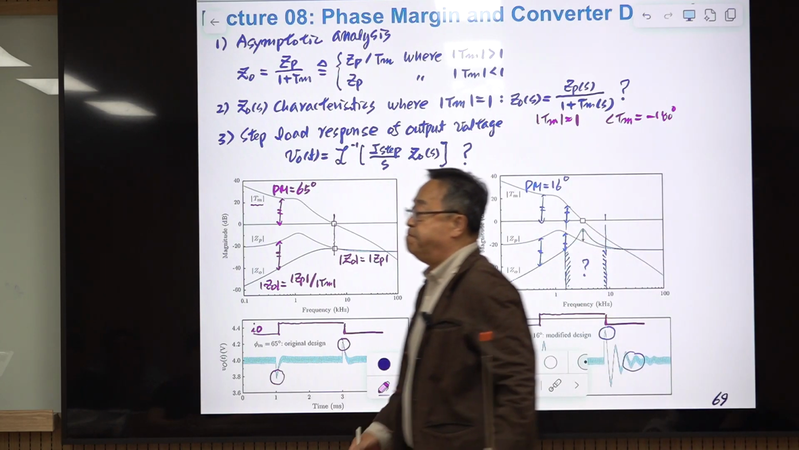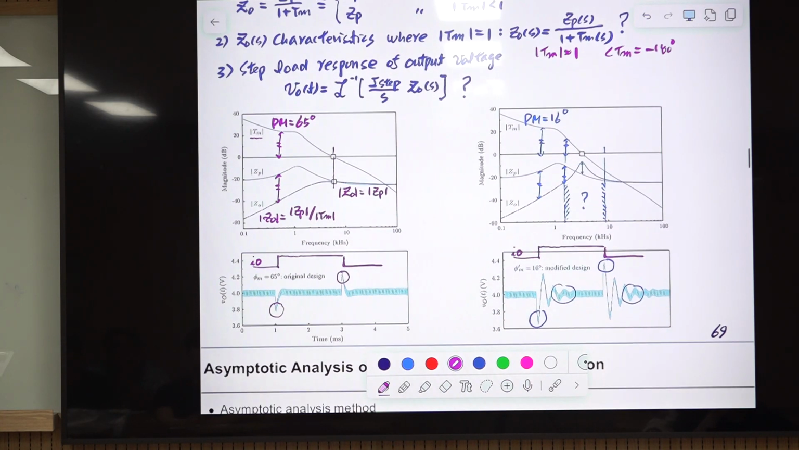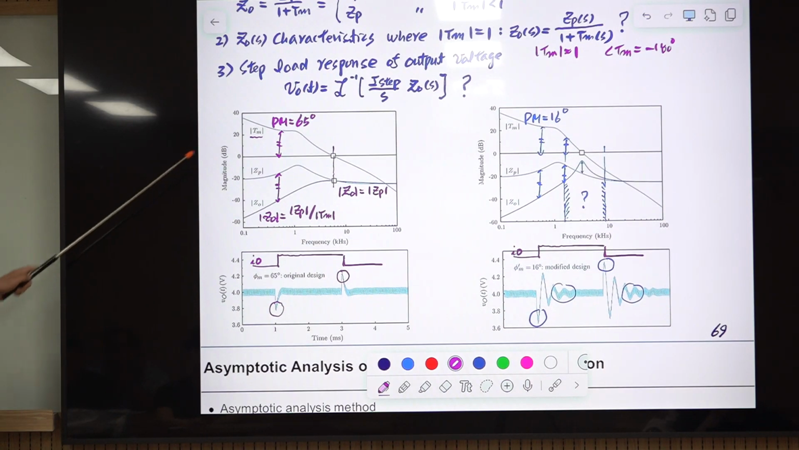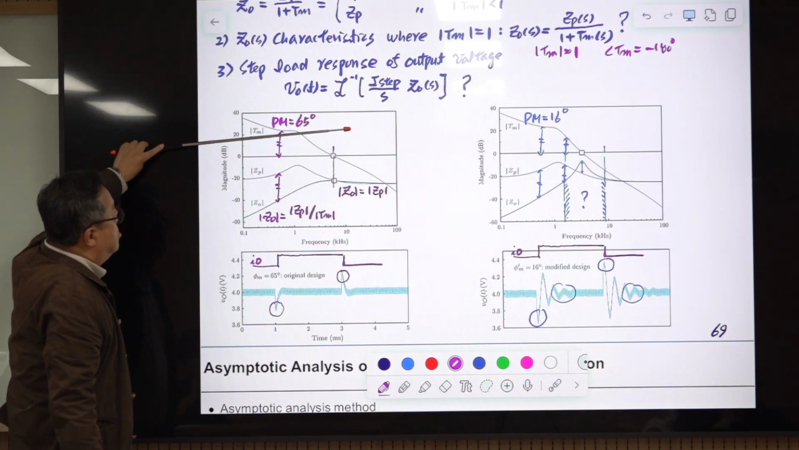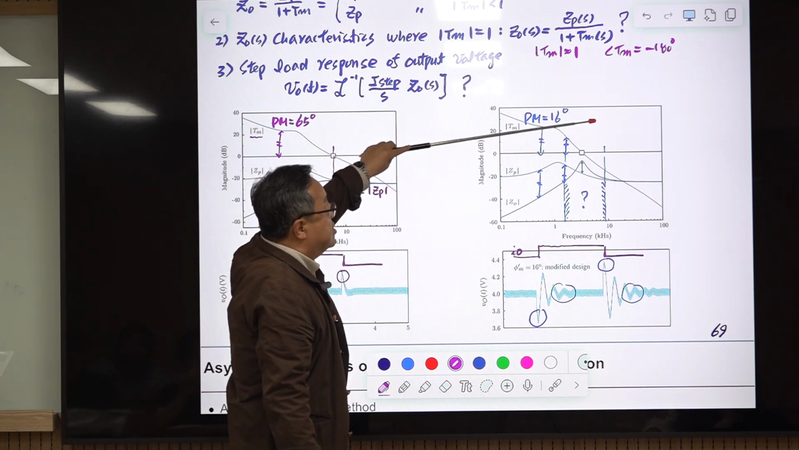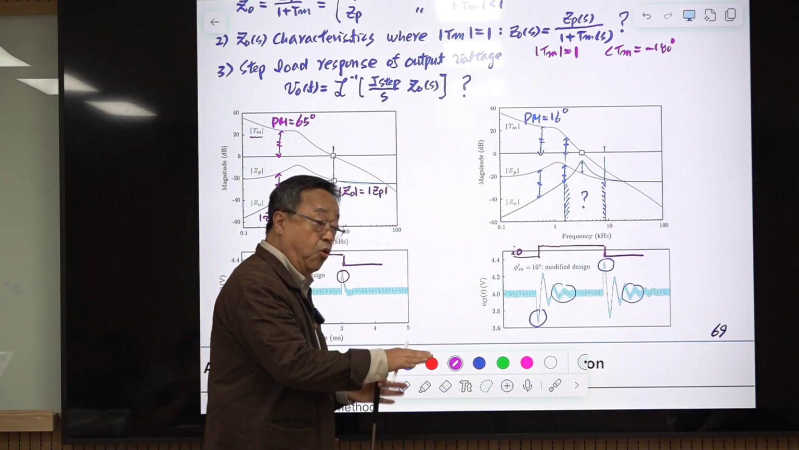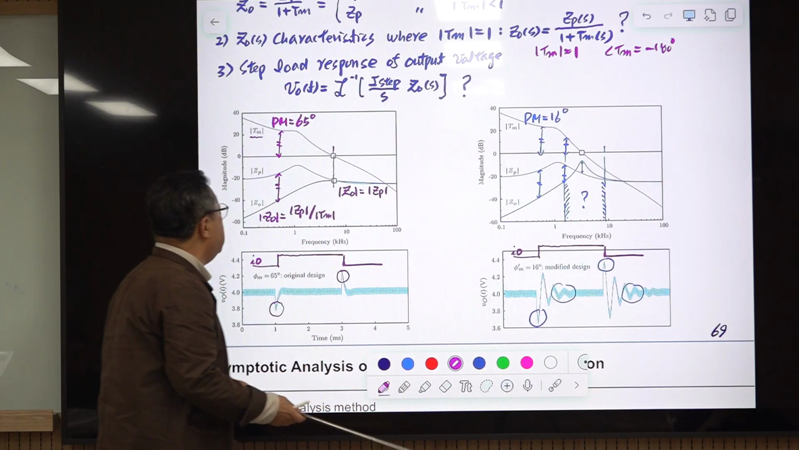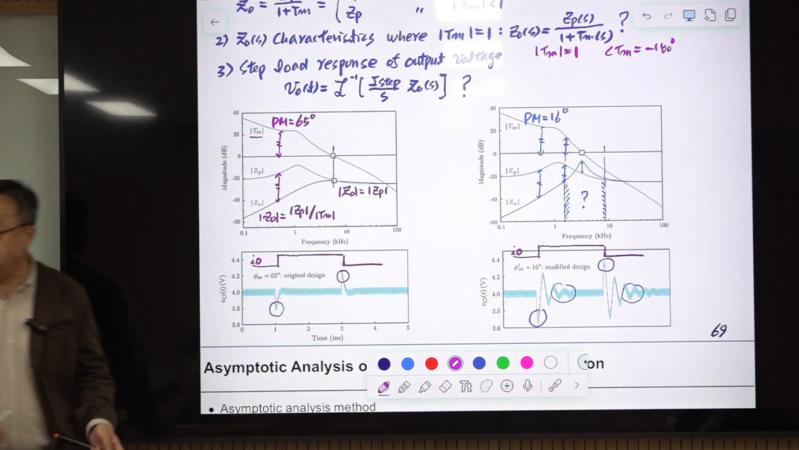Let me show 2 examples. Here is one where the phase margin is 65 degrees, so this is sufficiently large. And in this example, the phase margin is only 16 degrees, so it is relatively small, much smaller than 60 degrees. For this case, we are using this asymptotic analysis.